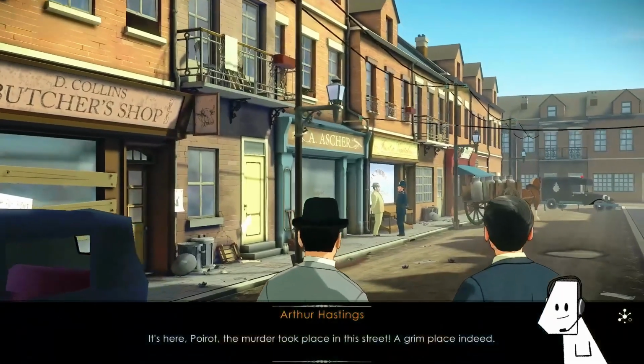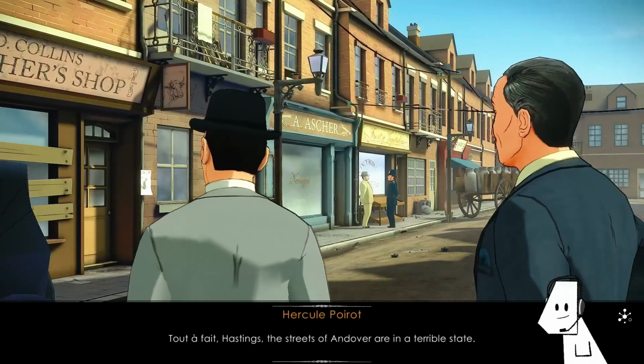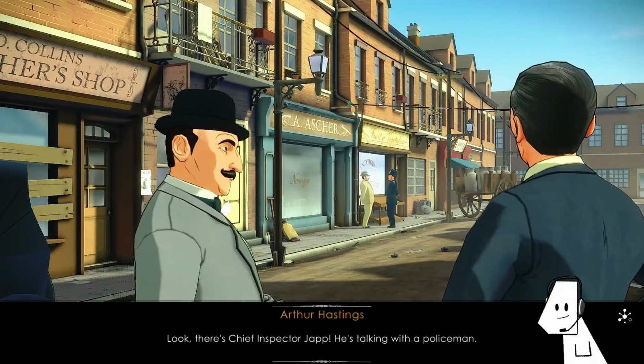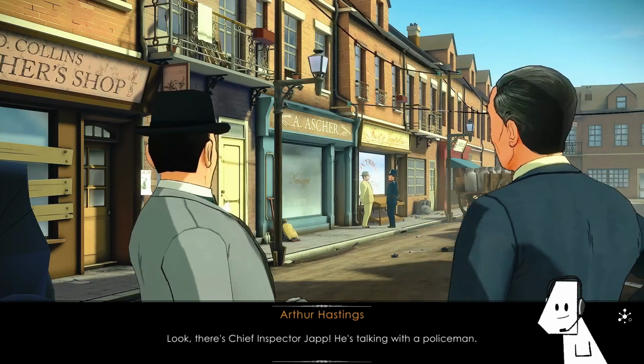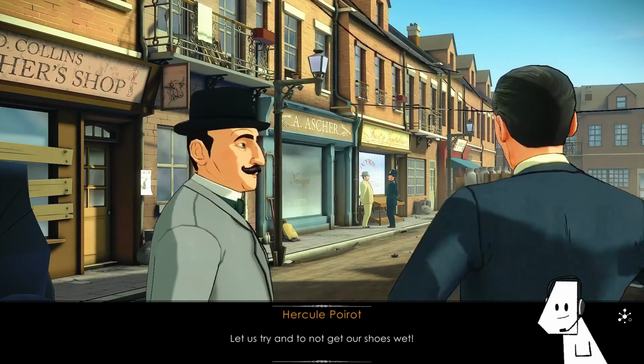It's here, Poirot. The murder took place in this street. Grim place indeed. Tout à fait, Hastings. The streets of Andover are in a terrible state. Look, there's Chief Inspector Japp. He's talking with a policeman. Let us try not to get our shoes wet.